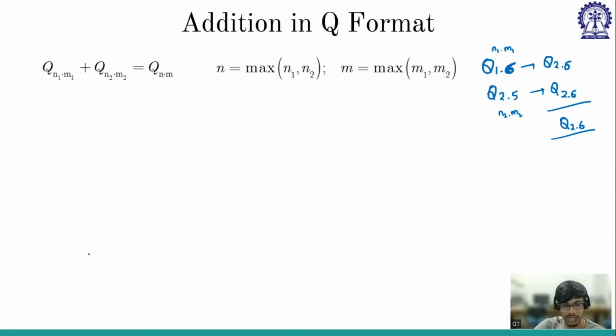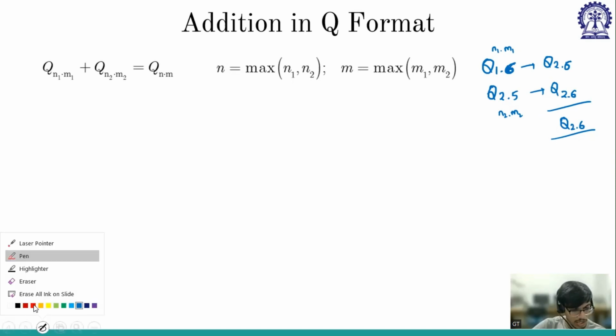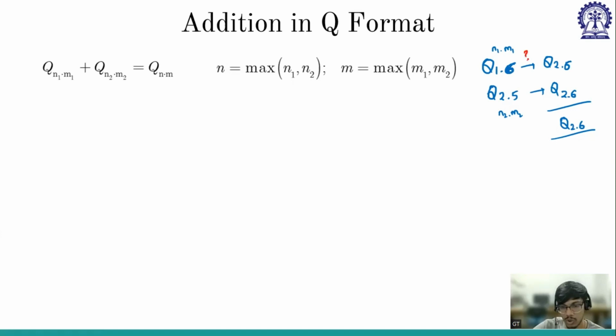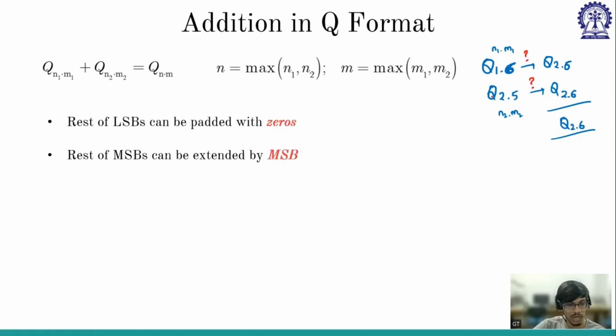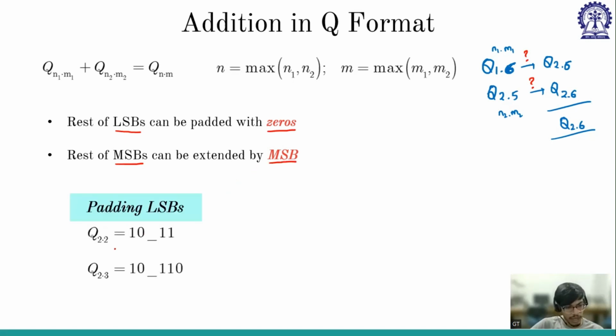Now the question is, how do I change the Q format from 1.6 to 2.6 and 2.5 to 2.6? Whenever you are increasing the LSBs, you can pad with zeros. And whenever you are increasing the MSBs, you have to pad with the MSB only. For this, we'll come to an example. Say padding LSBs: from Q2.2 to Q2.3, I can put a 0 at the end and the value remains unchanged. Let us check whether the value remains unchanged or not.